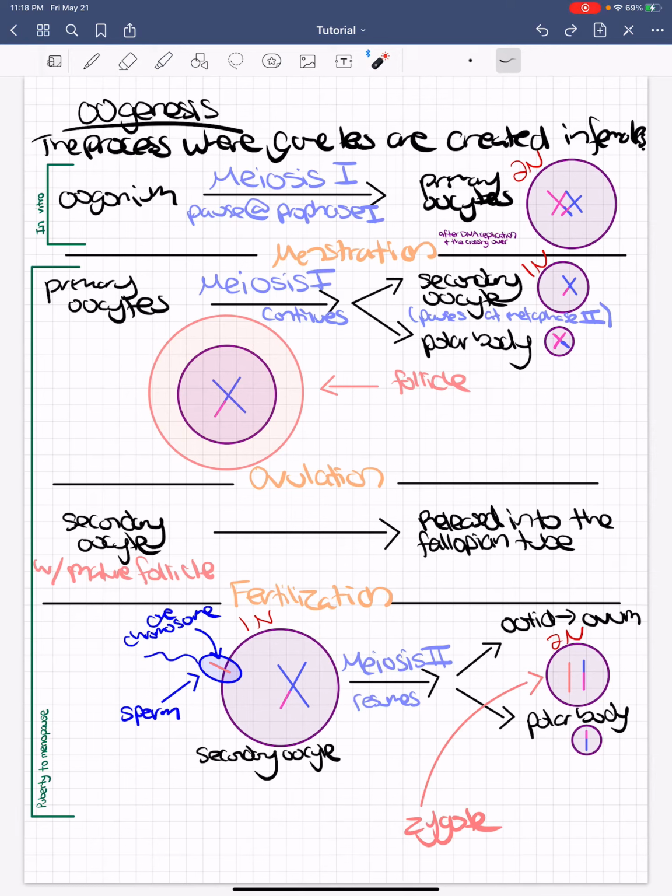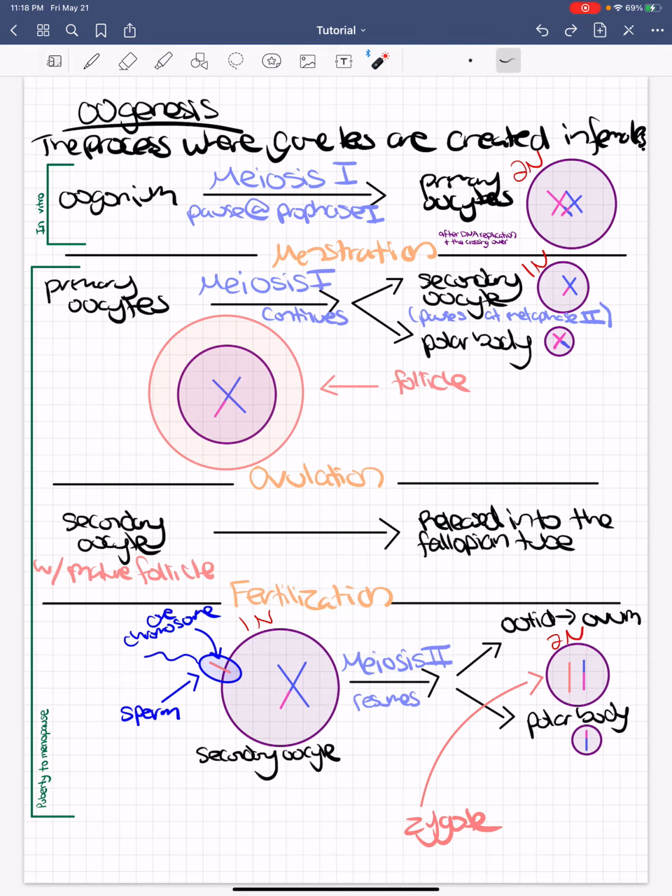Hello, I'm going to be reviewing the process of oogenesis. This is where diploid germ cells are formed into haploid gametes, and in females, the diploid germ cells are known as oogonium, and these are formed inside the female before she's even born.